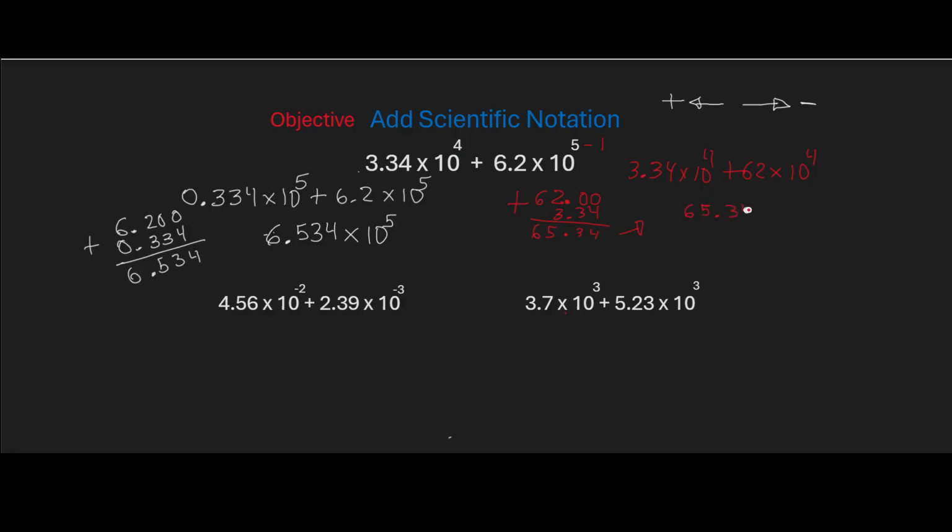65.34, that's what we get when we add it up, and we're going to keep times 10 to the 4th power, okay? Now, like I said, this is not in scientific notation. What you're going to do is bring the decimal point 1 unit back, or to the left. And because you're only bringing it 1 unit, that unit you move the decimal point is going to be added to the exponent. Okay, that's how we're going to get 6.534 times 10 to the 5th power.